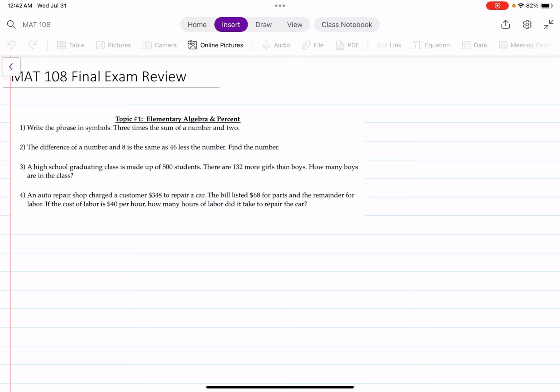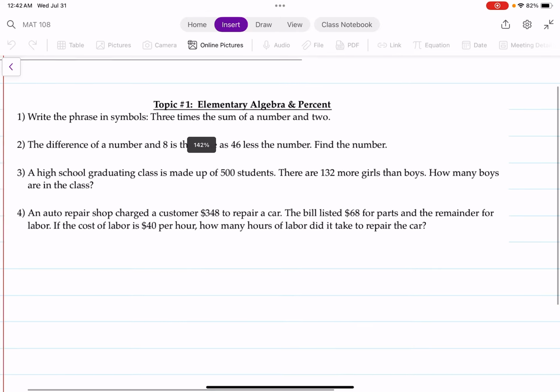So this is the review sheet that we're going to be looking at. We have 100 questions we're going to go through, and I'm going to combine several topics into a single video. So I'm going to take the first 4 questions from topic 1, which is algebra and percent, and I'm going to answer the questions as follows.